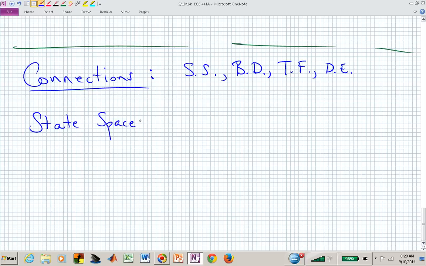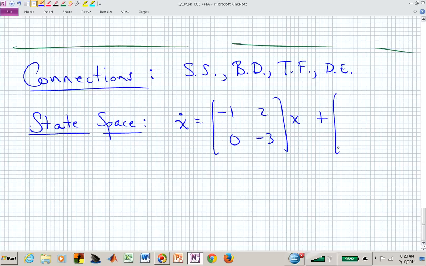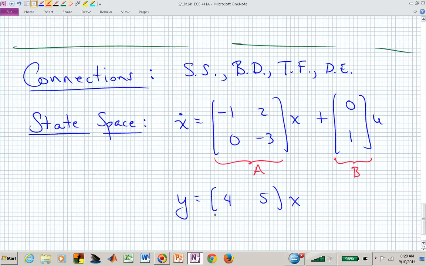And what we want to be comfortable with is any of these forms for our system representation, or the way that we've modeled that system. Suppose that we start with x dot equaling [-1, 2; 0, -3] x plus [0; 1] u, and y is equal to [4, 5] x. The system matrix A is square. What's the order of the system? 2. It's a second order system. Here is our input, and here is our output.